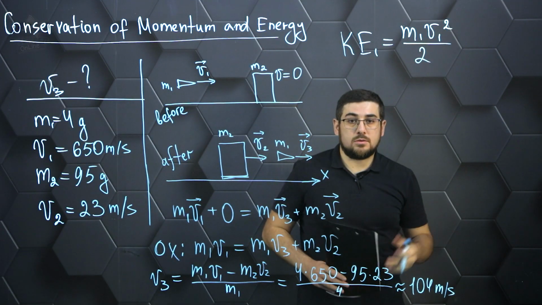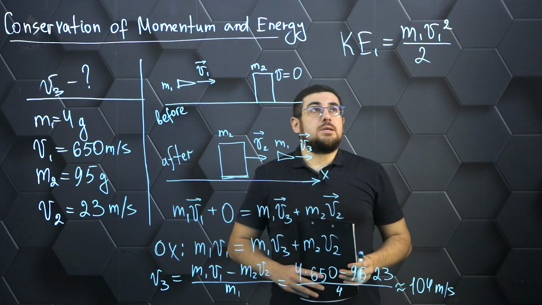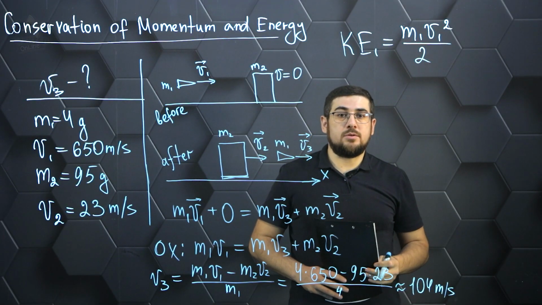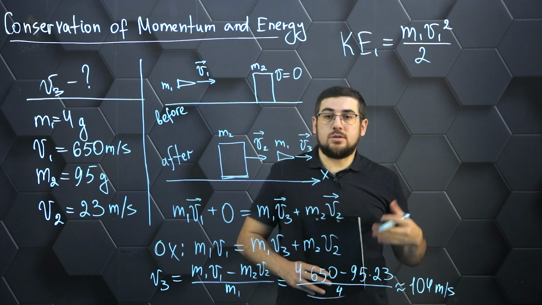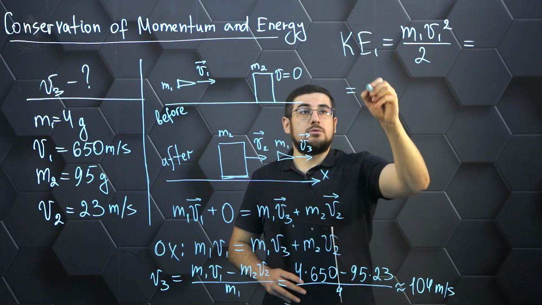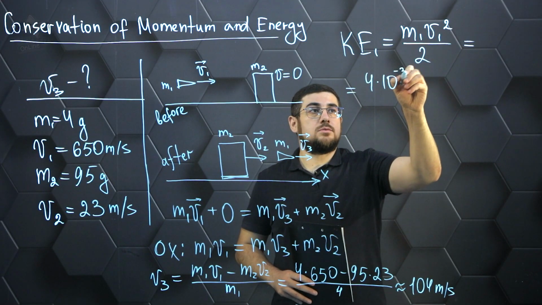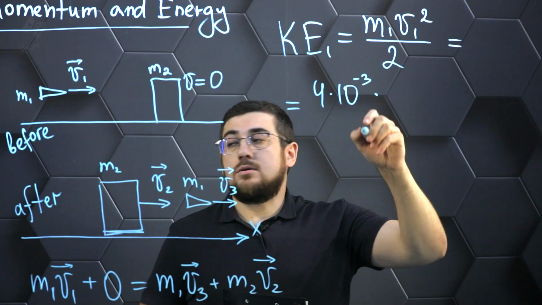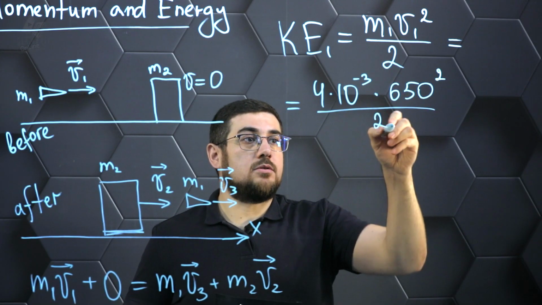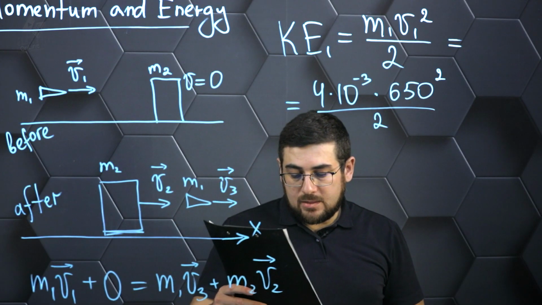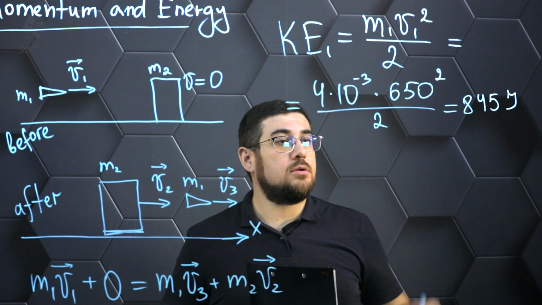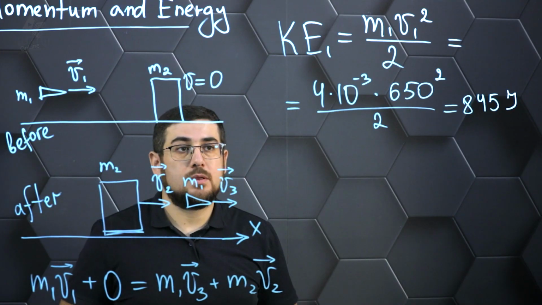The formula of kinetic energy we remember perfectly well. Here I remind you that when calculating the energy itself, the mass now has to be converted into kilograms, because we want to get the energy in joules. So let's put in the values. The mass of the bullet is 4 grams, or 4 times 10 to the minus third kilograms, multiplied by 650 squared and divided by 2. So we get a value of 845 joules, which was the energy of the bullet before impact.